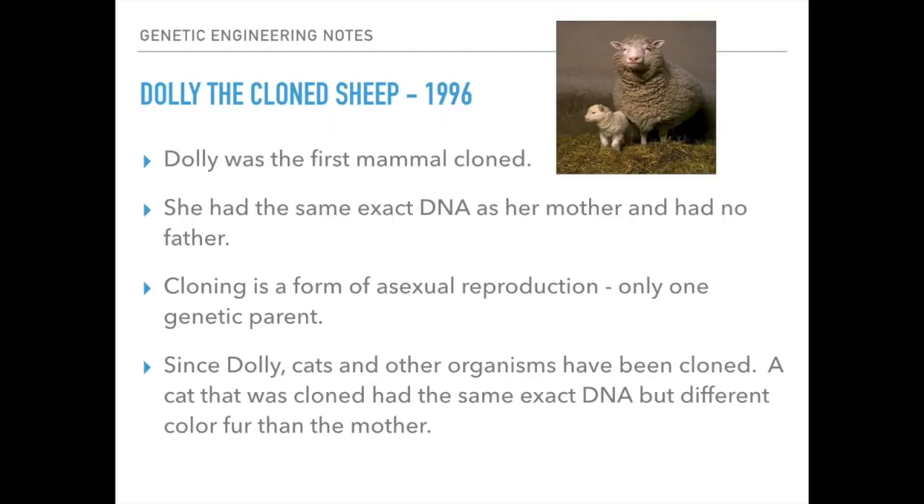Now, we talked about Dolly being the first mammal. It was not the first animal. They experimented on frogs and other animals as well to be cloned. Now, Dolly, the cloned sheep, had the same exact DNA as her mother, and she did not have a father because they took the stem cell and they replicated it. Remember, this is a form of asexual reproduction, meaning there is no father and mother. There's not a male gamete or female gamete. There's only one genetic parent, and that comes from the original.